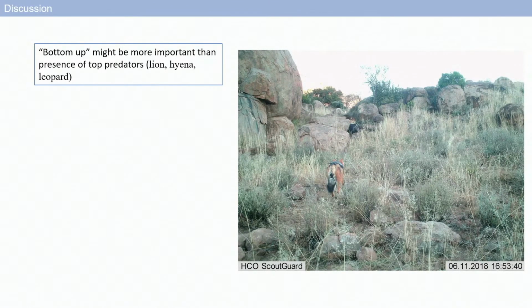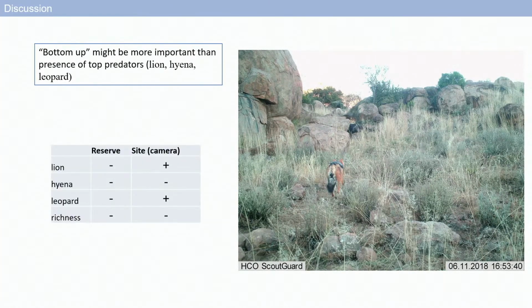If we consider only the carnivores, then we find that the relationship is negative at the reserve level. That's basically confirming what other studies suggest. Most of the time, the relation with mesopredators is negative. That corresponds with current literature. But at the site level, the relationship can change. It can be positive for lion and leopard. So there's something in there. But again, this was not the most important driver.